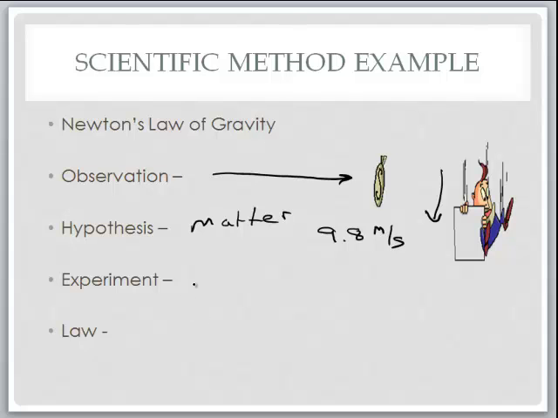His experiments were dropping things of different masses from different heights, timing to see how long it takes them to fall to the earth, and he found that all of them fell at 9.8 meters per second squared. And the universal gravitation law, or universal law of gravitation, was the end result.